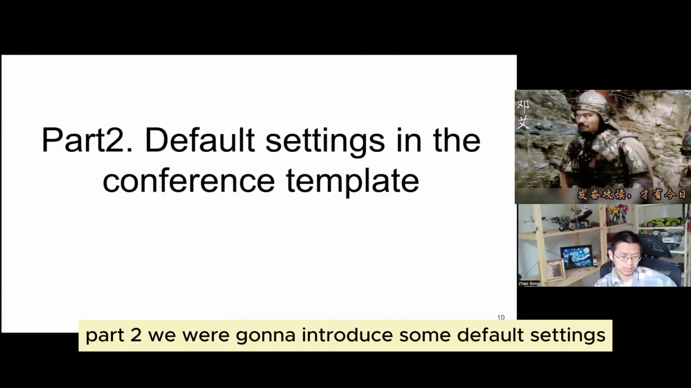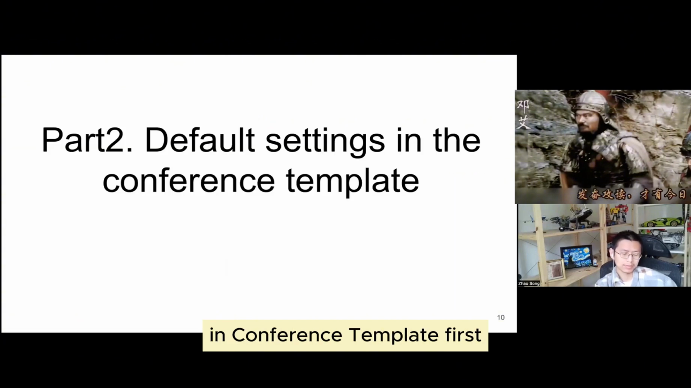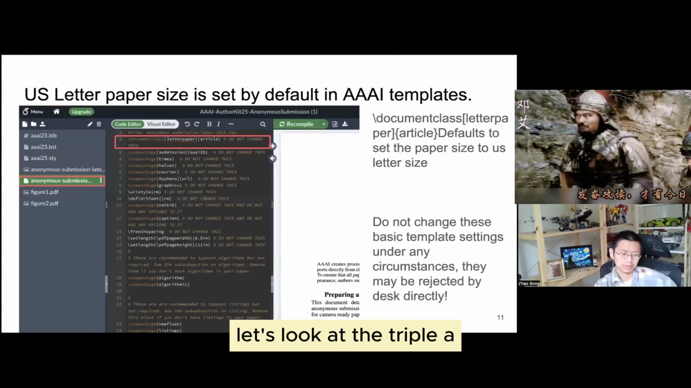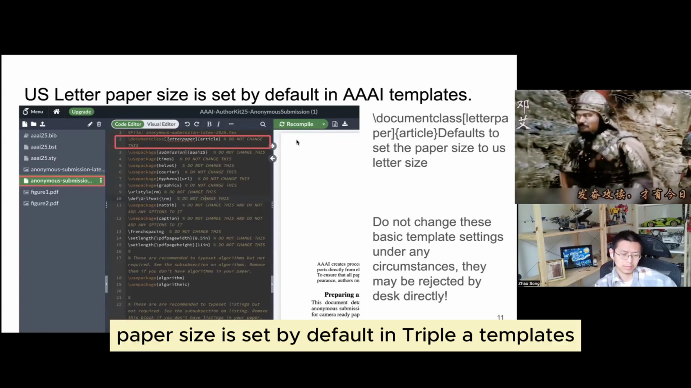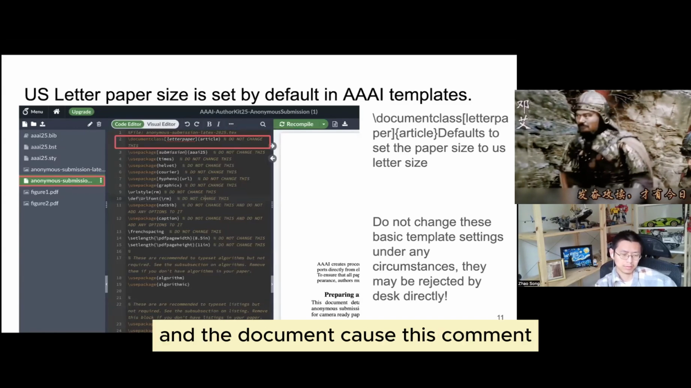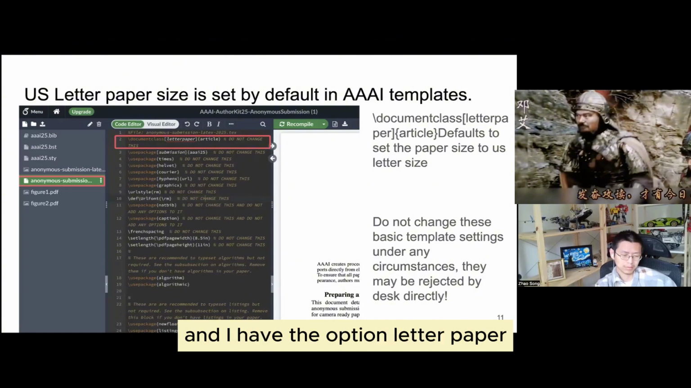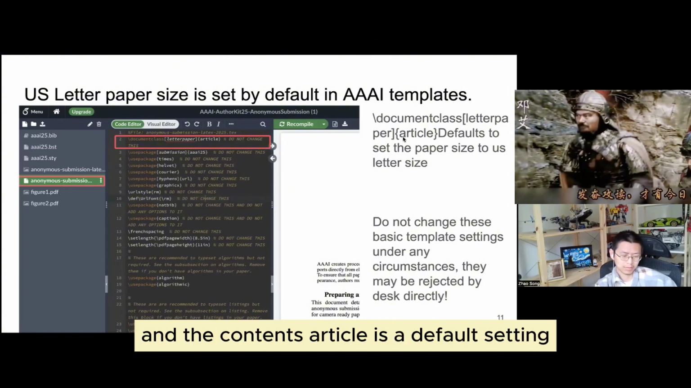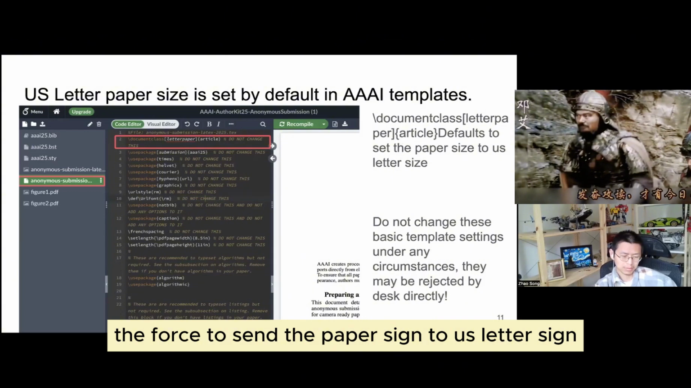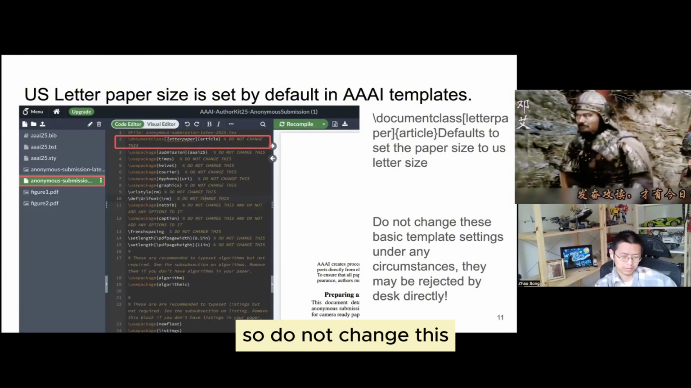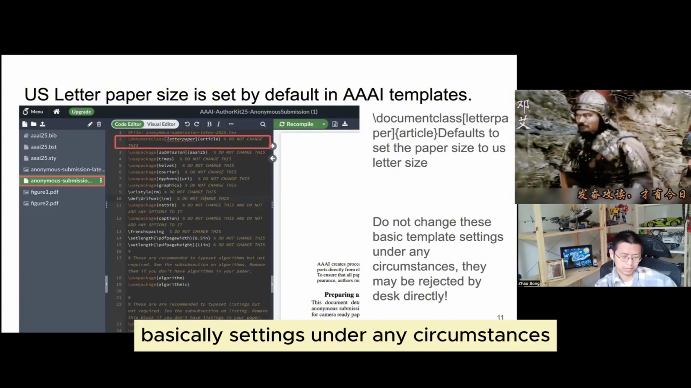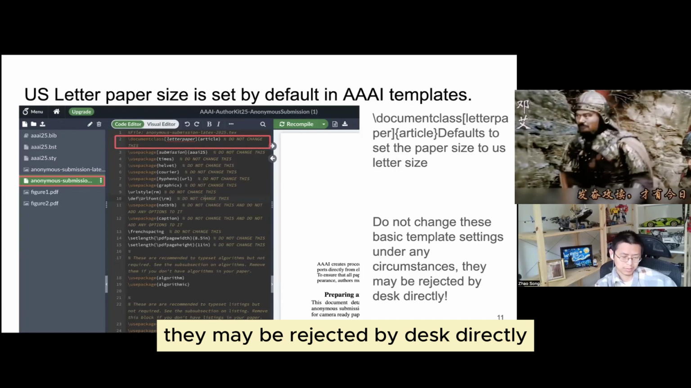Part two, we are going to introduce some default settings in conference templates. First, let's look at the AAAI Overleaf template. The US letter paper size is set by default in AAAI templates, and the document class command has the option letterpaper, and the contents article is a default setting. It will default to set the paper size to US letter size. So do not change these basic template settings under any circumstances. You may be desk rejected directly.